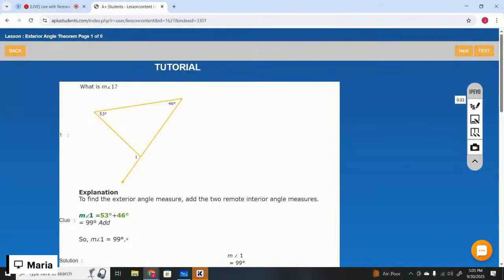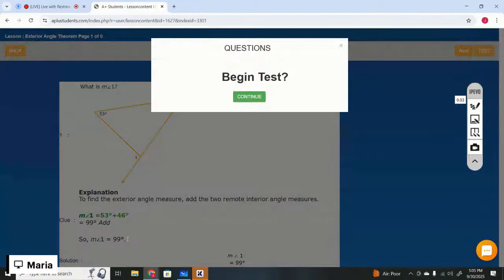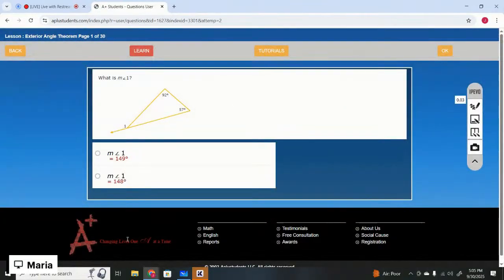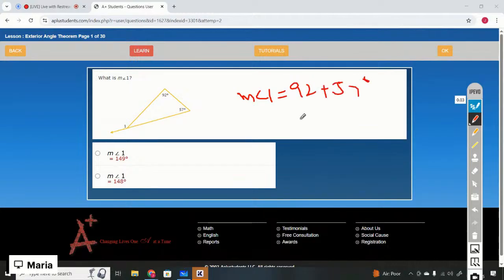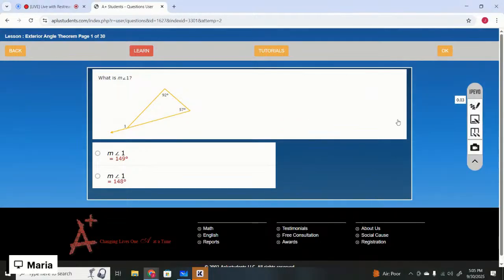With the test questions. Okay, what is the measurement of angle 1? So angle 1 is the sum of the two angles, that is, the measurement of angle 1 is 92 plus 57 degrees. So 5 plus 2 is 9, 9 plus 5 is 14. That is 149 degrees. Option number 1 is the correct option. 149 degrees it is.